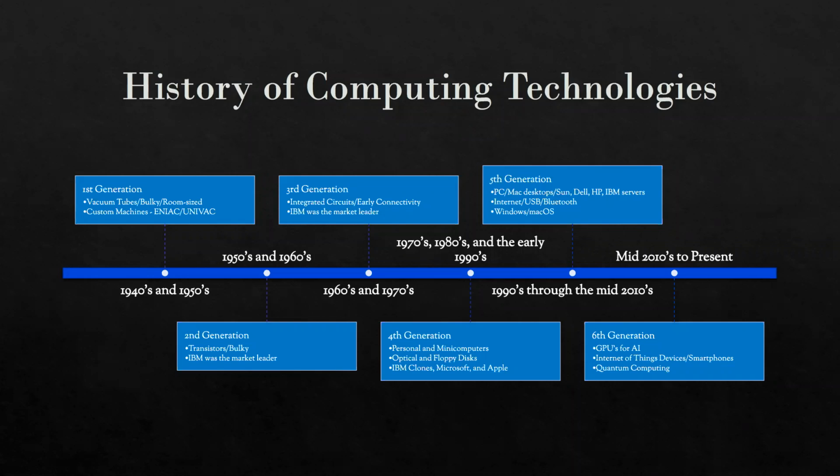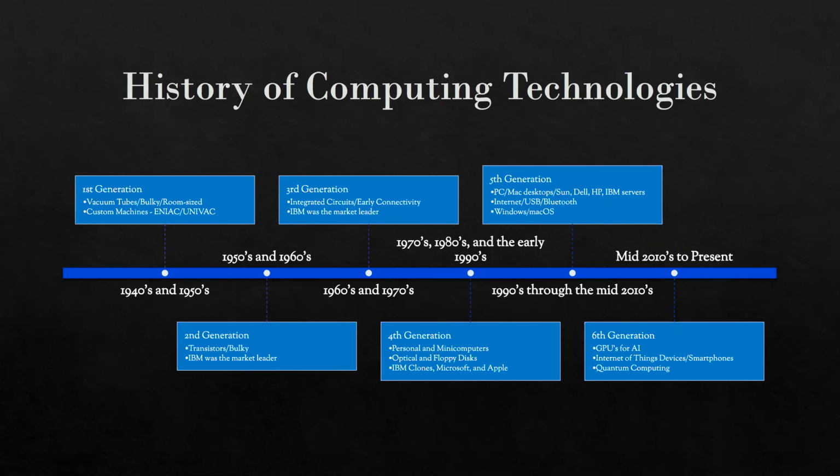This is when the personal computer came about, and now anybody could have a computer on their desk. Okay. We also had minicomputers in offices. This is also when portable storage media like optical drives, CDs, DVDs, or floppy disks started coming about. This is also where we started seeing a split between IBM and IBM clones, and then the rise of Microsoft and Apple.